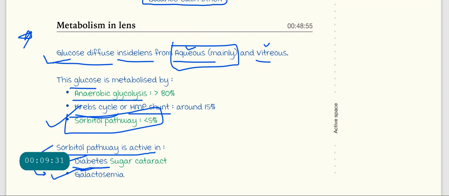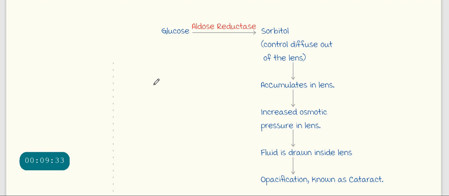Now let us see the complete mechanism from glucose metabolism to sorbitol formation, which ultimately leads to cataract. The glucose, by aldose reductase, as we discussed, is converted into sorbitol. So one sugar is converted into another type of sugar. Now this sorbitol cannot diffuse out of the lens, and it accumulates inside the lens.